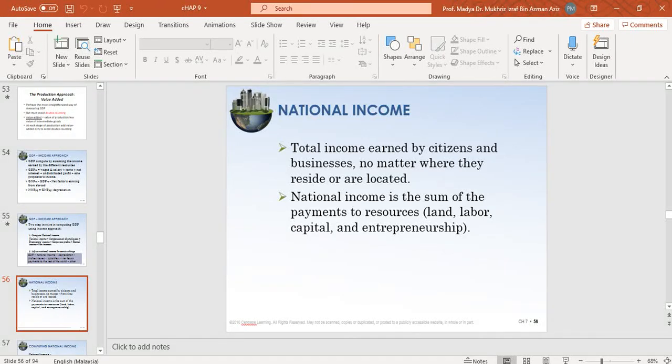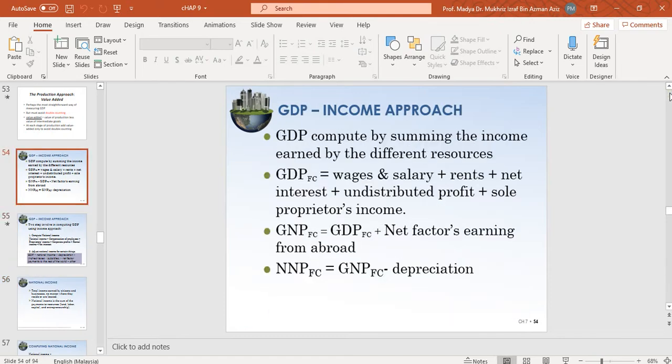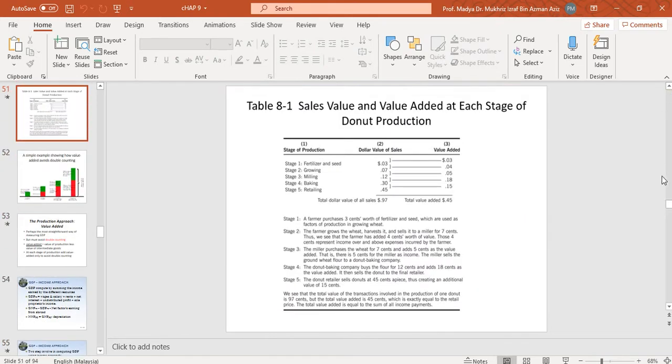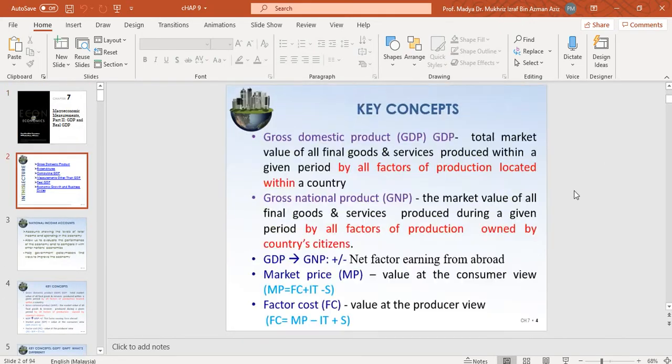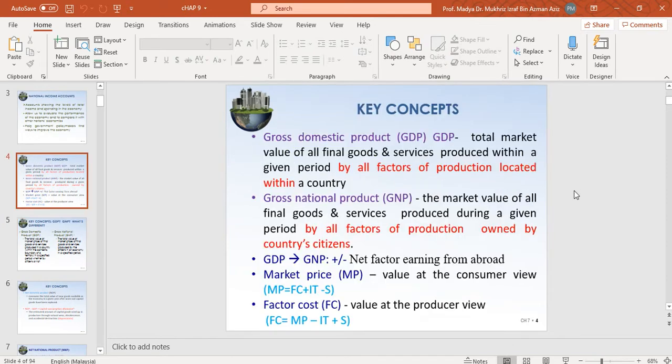Okay, so in this video, I would like to continue on the second part of chapter 9, on national income accounting. So in the previous lecture, we discussed the definition of national income accounting. Basically, it focuses on the GDP calculation. As we discussed before, there are three methods. First, we went through the concept of GDP, GNP.